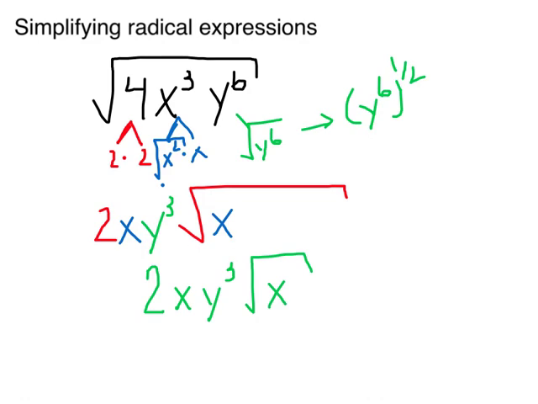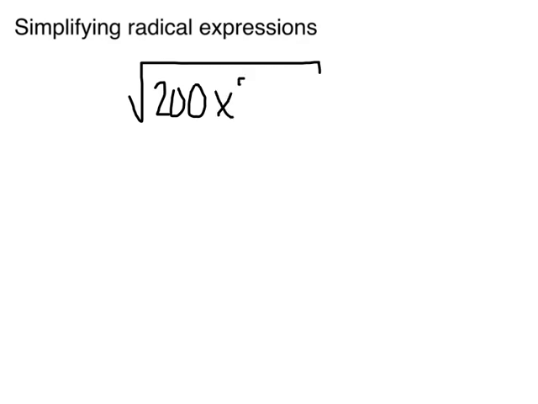So you need to try and pull out all the perfect squares that you can pull out, along with all of the non-perfect squares that need to stay inside of the square root. Let's look at one more here. We have the square root of 200. I will try and combine all kinds of different things on this so you can really see. x to the 5th, y to the 11th.